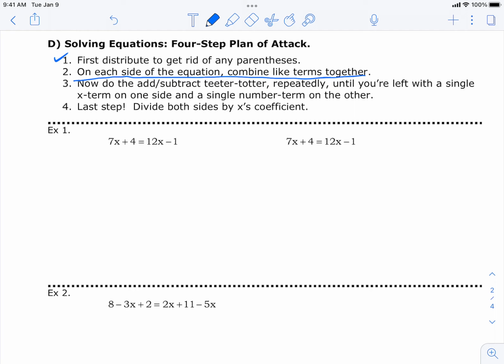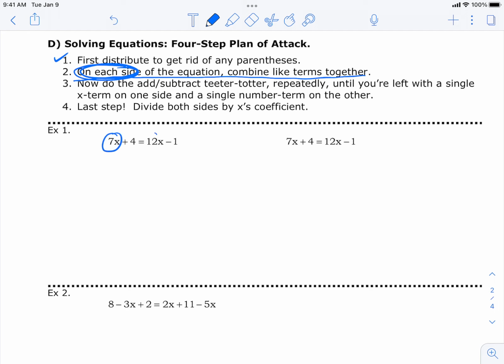On each side. In other words, I'm looking at the left side. Can I combine a 7x and a 4? No, they're not like terms. One's an x term, one's a pure number. How about on the right side? Again, one's an x term, one's a pure number. There is no combining.